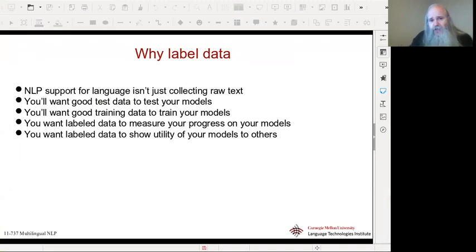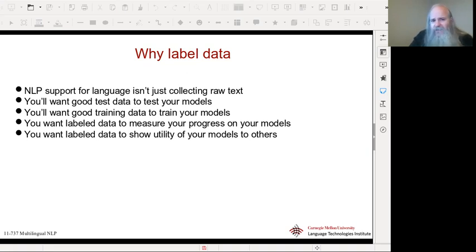NLP support for a language doesn't just mean that you have the raw text. You probably want to know something that can test your models and find out how good it is. So you want some good labeled data to show that you're doing something with the language, that your models are actually useful in some way. You need good training data. And yes, there are unsupervised techniques and cross-lingual transfer techniques, but ultimately you want to compare with some level of training data. Okay, you might only have test data to work out whether things are happening, but having training data would be useful too, always, even if your cross-lingual transfer techniques are working well.